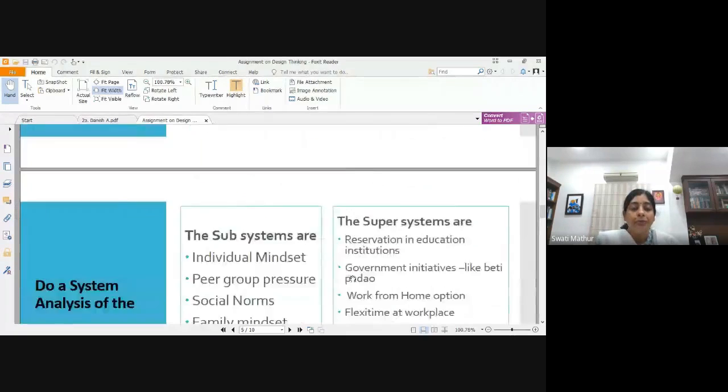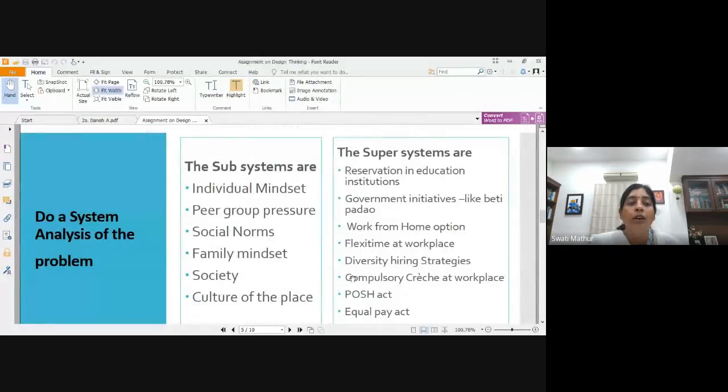Next one. In this, the subsystems which we have identified, which are related to the insight, are the individual mindset, the mindset of the woman herself, the peer group pressure, the social norms which exist, the family mindset, because the family itself will not allow them to think the way they have to, the society at large, and the culture of the place.